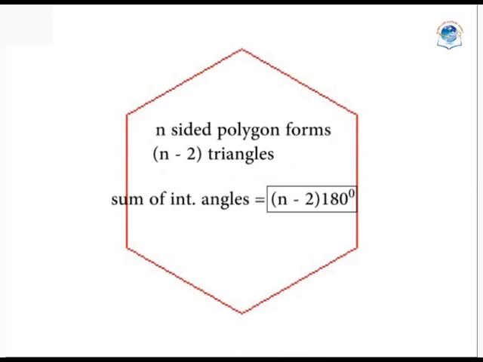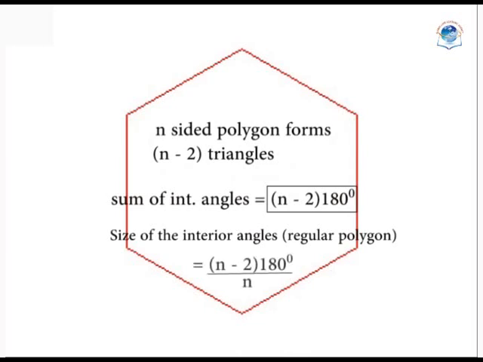Now for an irregular polygon, we cannot know the size of the specific angles unless we measure them individually because they are not equal. However, for a regular polygon, it is possible to find the size of individual angles because they are all equal. And the way we do that is to divide the sum total by the number of angles. And if you recall, we have said the number of angles equals the number of sides. So we simply have n minus 2 times 180 divided by n.